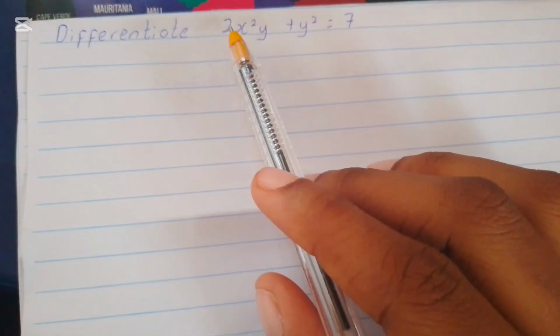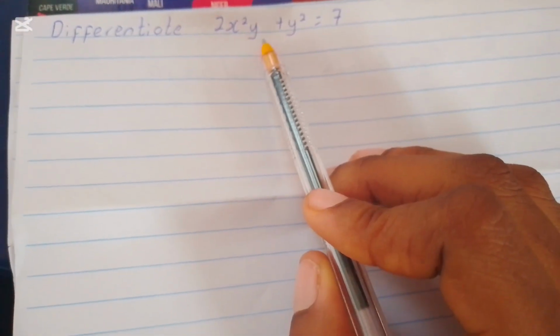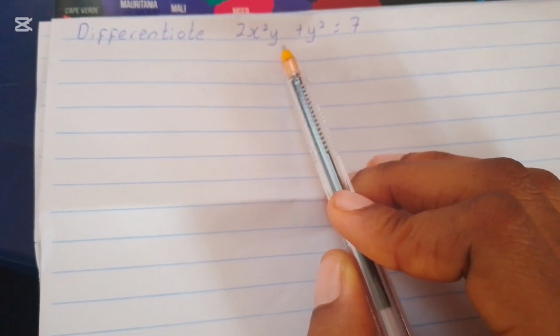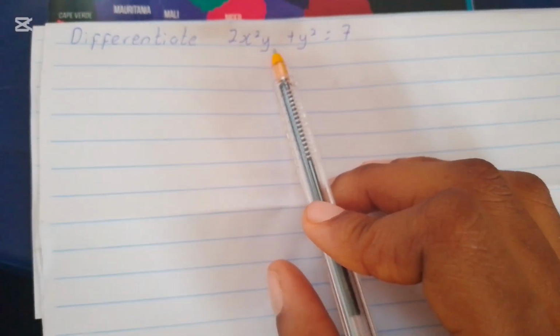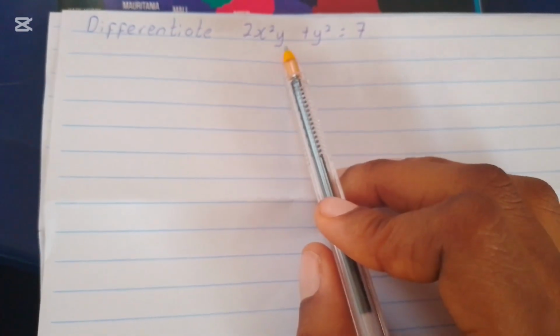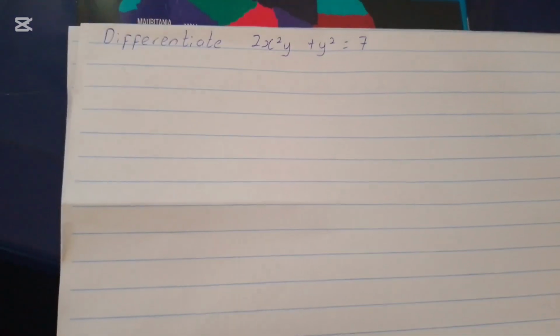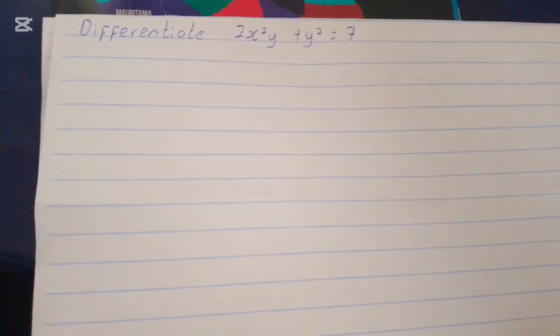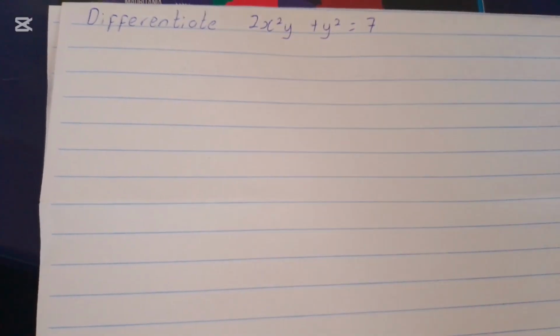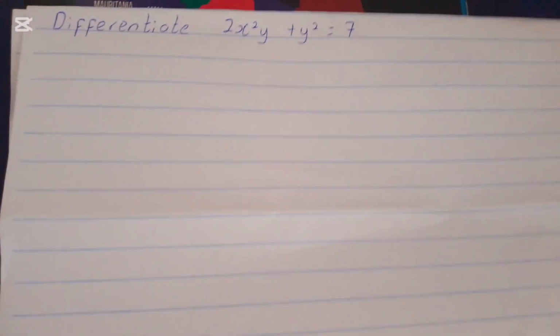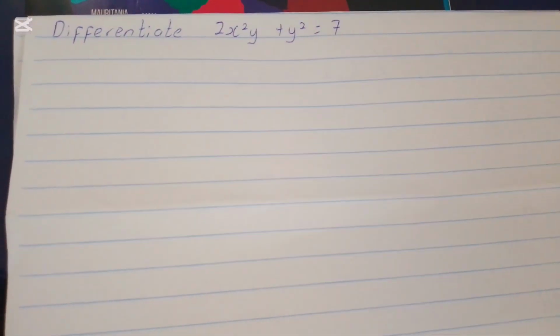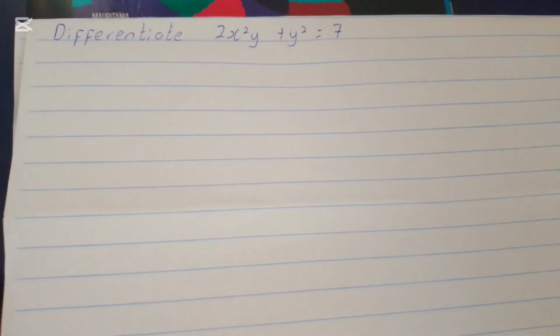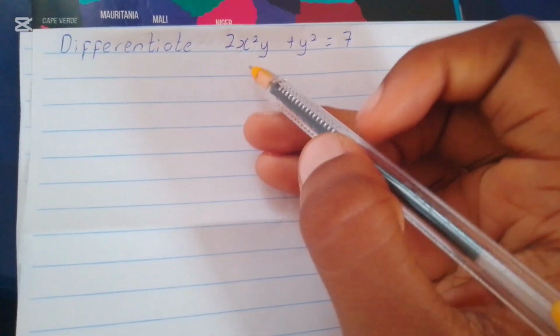So let's start by differentiating your 2x squared y. Now this is actually going to involve product rule. You have the product of the function x squared and y, but the way we do it in implicit differentiation is that you don't just apply product rule. What you do is that you differentiate x, leaving y constant, then we differentiate y, leaving x constant, which is actually the entire concept of product rule.